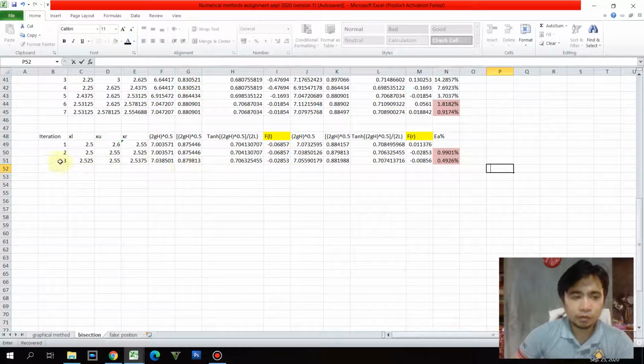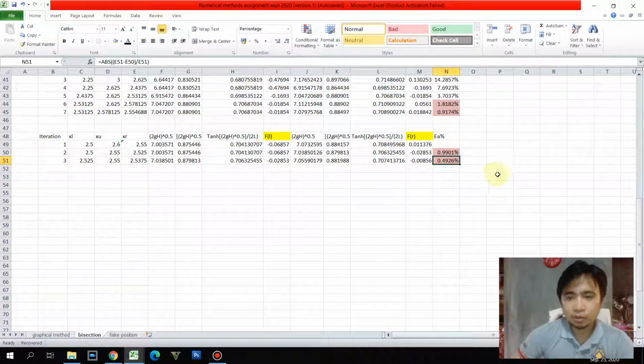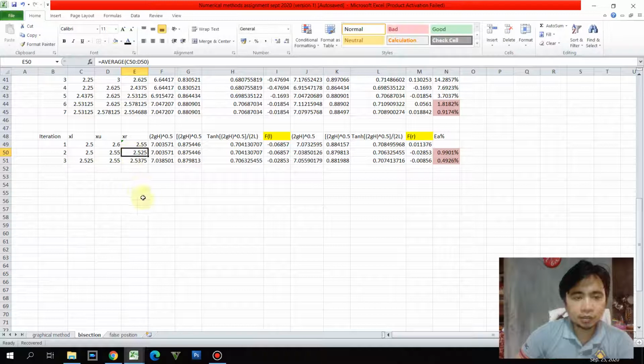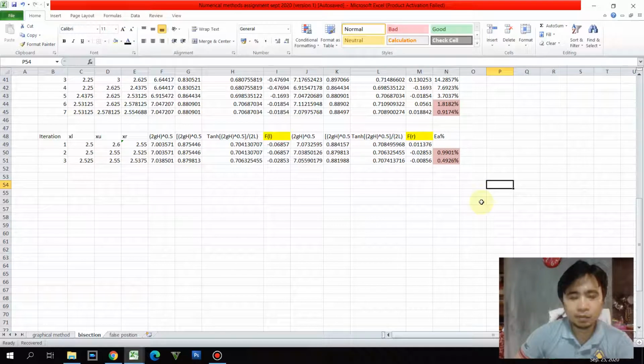Because if we continue to the third, the estimated error will go farther from 1%. So this suggests that your root is 2.525 at 1% estimated error. So this is for the bisection method.